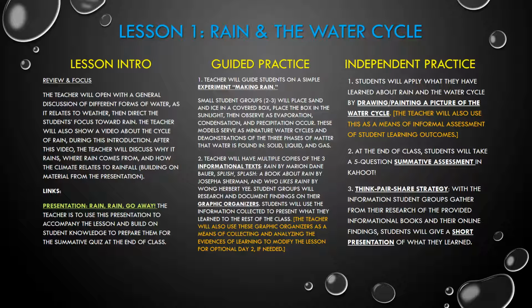Independent practice. Students will apply what they have learned about rain and the water cycle by drawing or painting a picture of the water cycle. The teacher will also use this as a means of informal assessment of student learning outcomes. Second, at the end of class, students will take a 5-question summative assessment in Kahoot. Third, the Think, Pair, Share strategy.